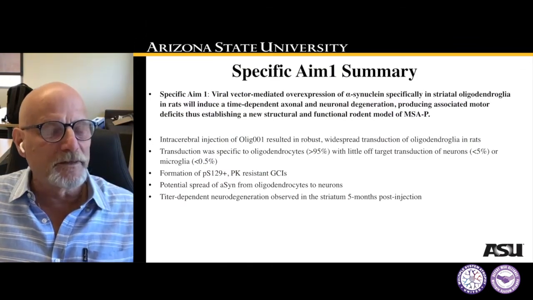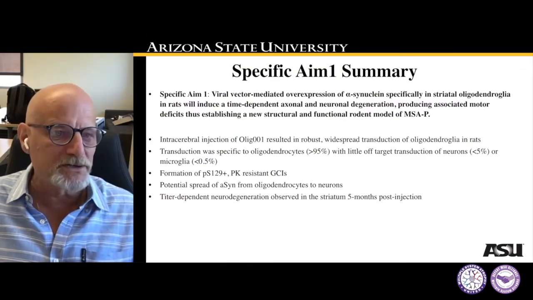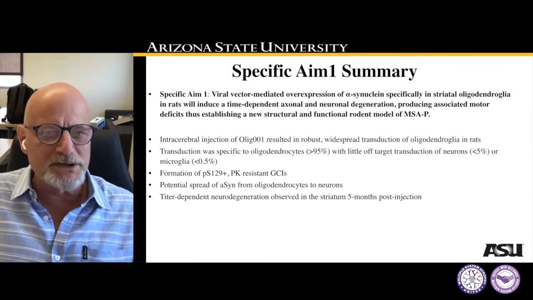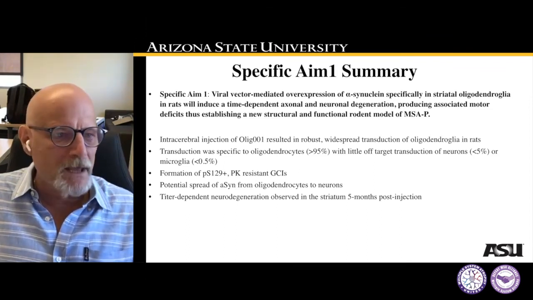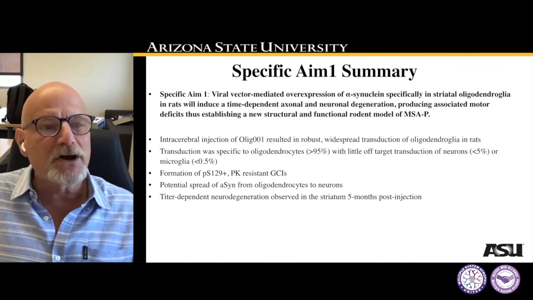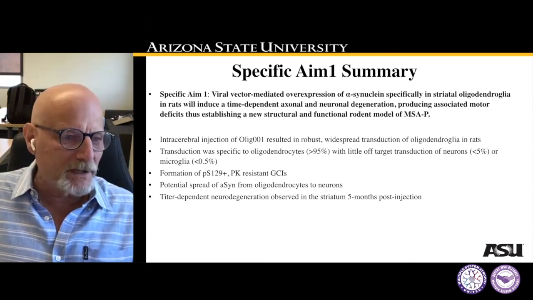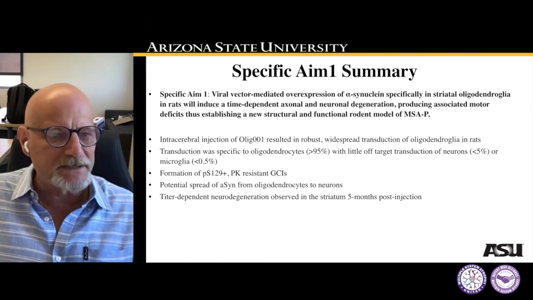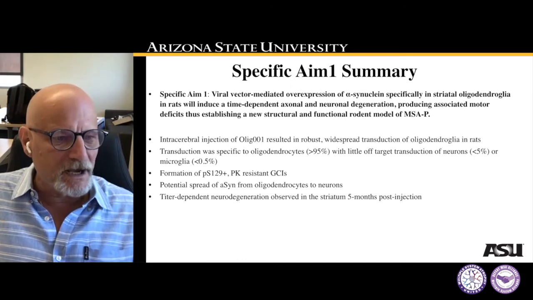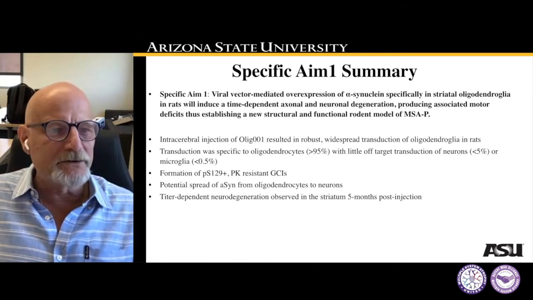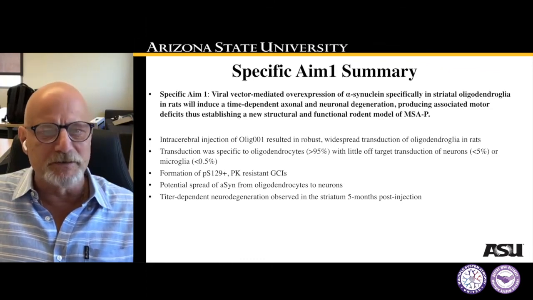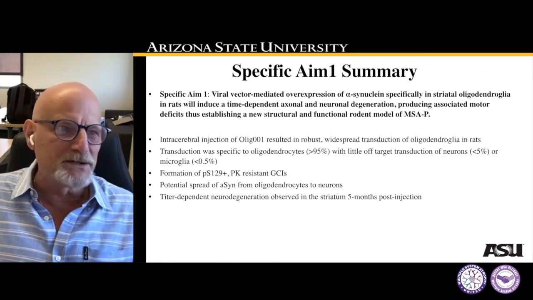So in summary, for this part of the talk, intracerebral injections, olig-1 results in a robust widespread transduction. Transduction is specific to oligos. You get formation of phosphoserine 129 positive resistant GCIs, potential spread of alpha-syn from oligos to neurons, and titer-dependent neurodegeneration observed in the striatum 5 months post-injection.